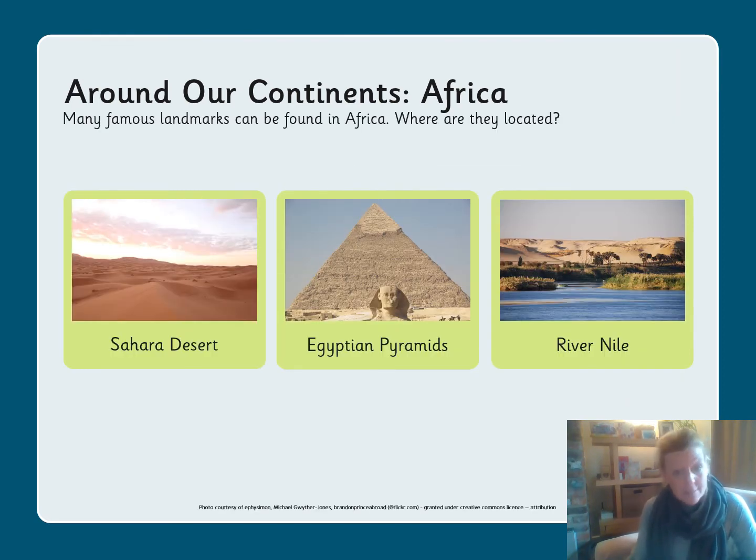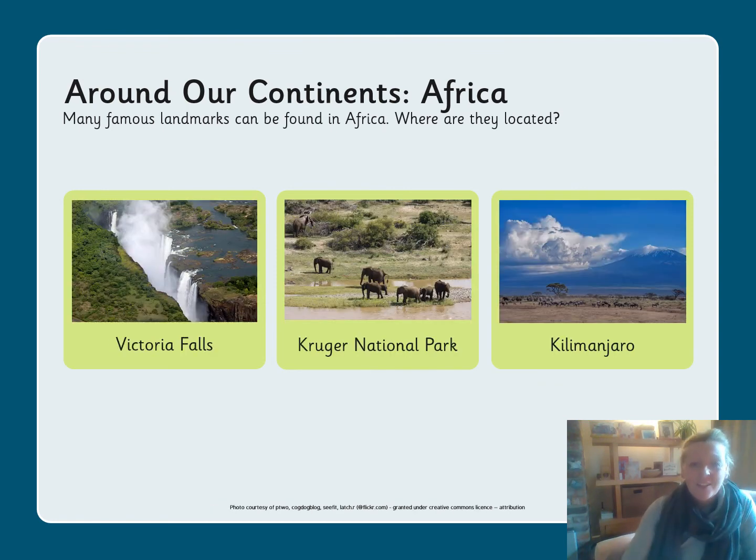So the famous landmarks of Africa are, as we've already said, the Sahara Desert, those famous Egyptian pyramids, and the River Nile. Africa also has Victoria Falls, the Kruger National Park, and the Kilimanjaro volcano, which is very impressive.